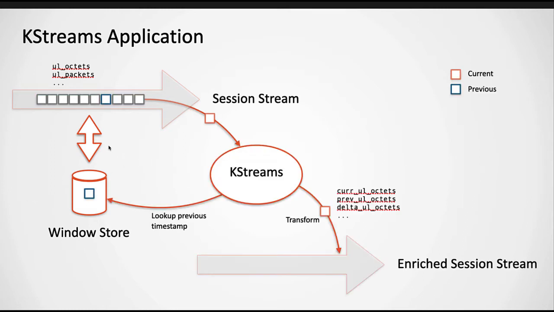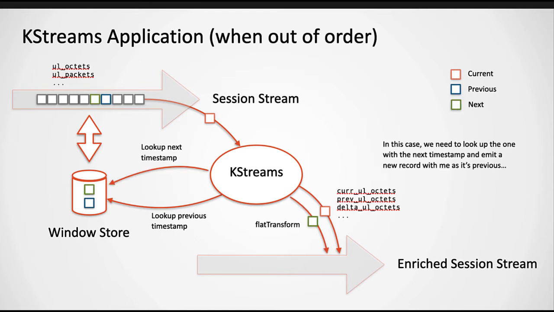The way we'd be doing it is we'd be using a Windows store, and each time a record comes in, we would look up the previous timestamp, pull it out of that, use it to augment the data, and then we'd put this one into that store as well, and then it would move on. Now, it's a little bit more complicated than that because actually these can come out of order.